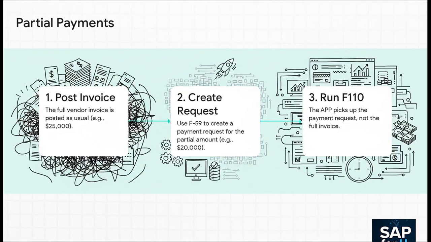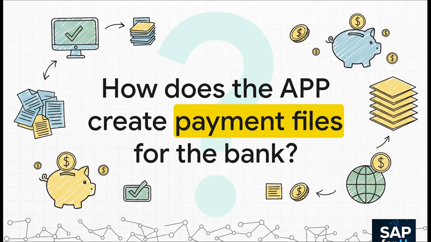It's actually pretty straightforward. You see, after the full invoice is posted, you just create a special little document called a payment request. You make it for the exact partial amount you want to pay, say 20 grand out of 25. Then, when you run the APP, it's smart enough to see that payment request and it'll pick that up instead of the full invoice. Problem solved.